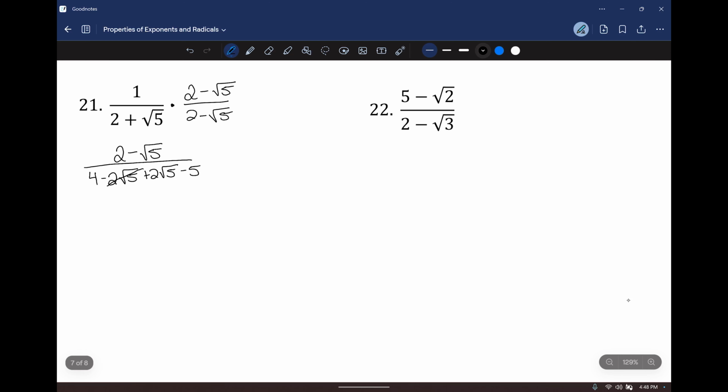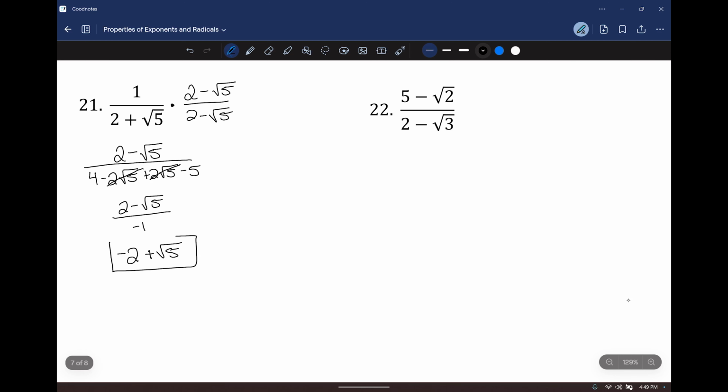These two middles should cancel out. So on top I have 2 minus the square root of 5. And then on bottom 4 minus 5 is negative 1. I can reduce that. 2 divided by negative 1 is negative 2. And negative square root of 5 divided by negative 1 is positive square root of 5.